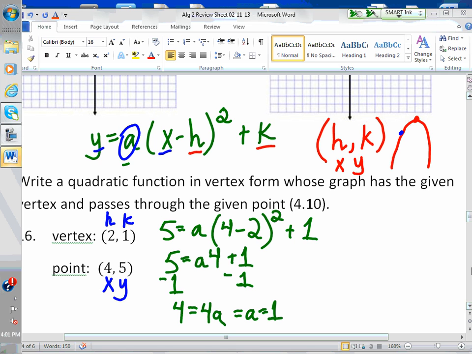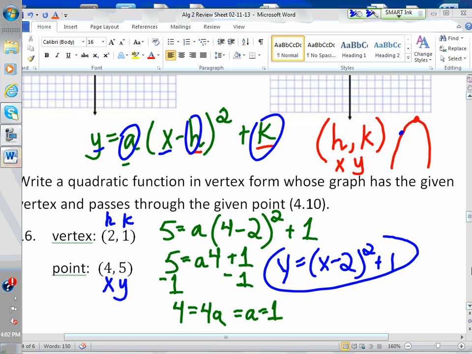Then we're just plugging in a and also plugging in h and k. So that's our final answer for this kind of problem. So y equals, and a is 1, so you could just leave it out, x minus h is 2. That's squared according to the equation, and then plus 1. So that's our final answer for this question.